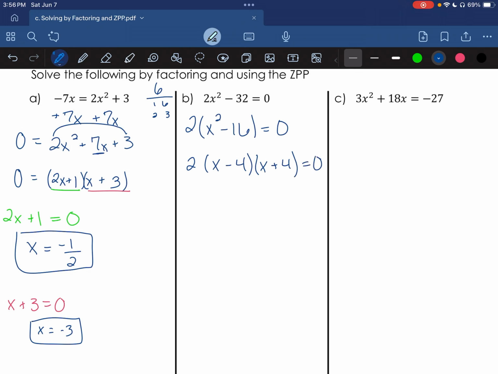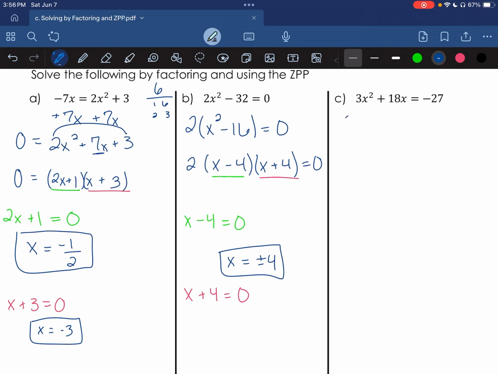Now, 2 technically is a factor, but it doesn't contain an x, so it's not going to give us any information about values of x that will make this true. Especially because 2 can't be equal to 0. So I'm only going to set these factors equal to 0, the ones that have x. And we'll end up with, maybe you didn't even need to set up your equations to solve that one. You could see that you're going to end up with plus or minus 4.